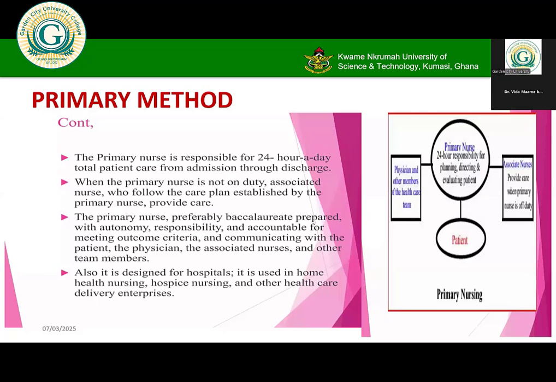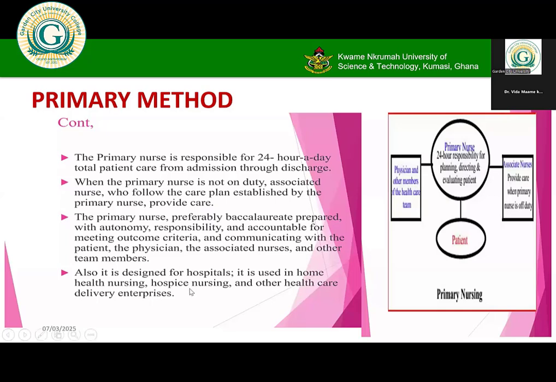But this primary nurse is responsible for what? 24-hour a day total patient care from admission through discharge. I'm asking a question: if this person goes off duty or weekend, or maybe he or she is sick, what will happen to this model?